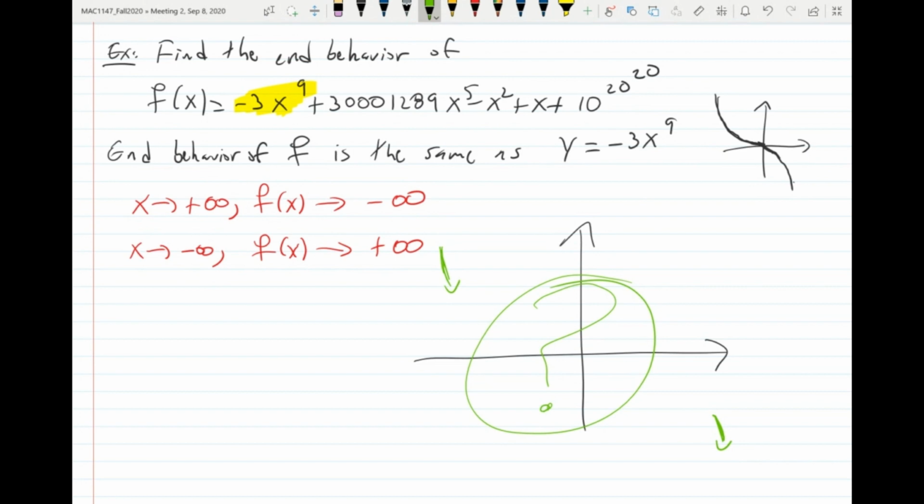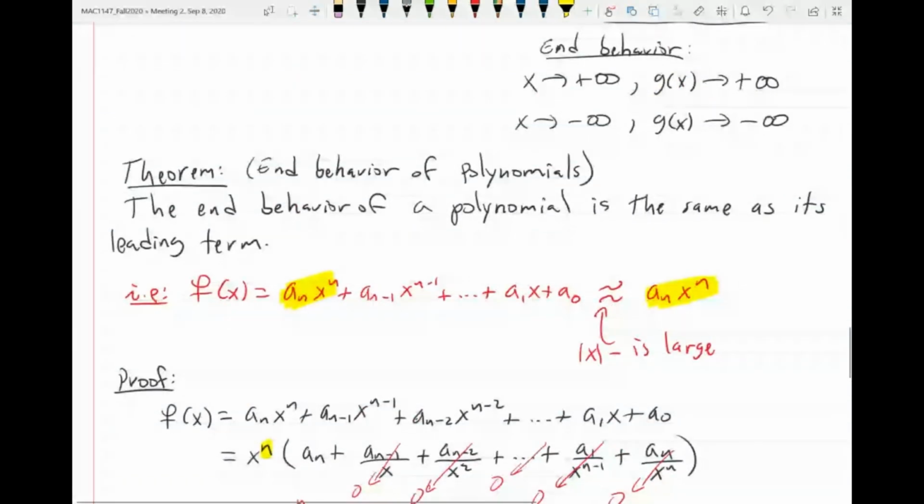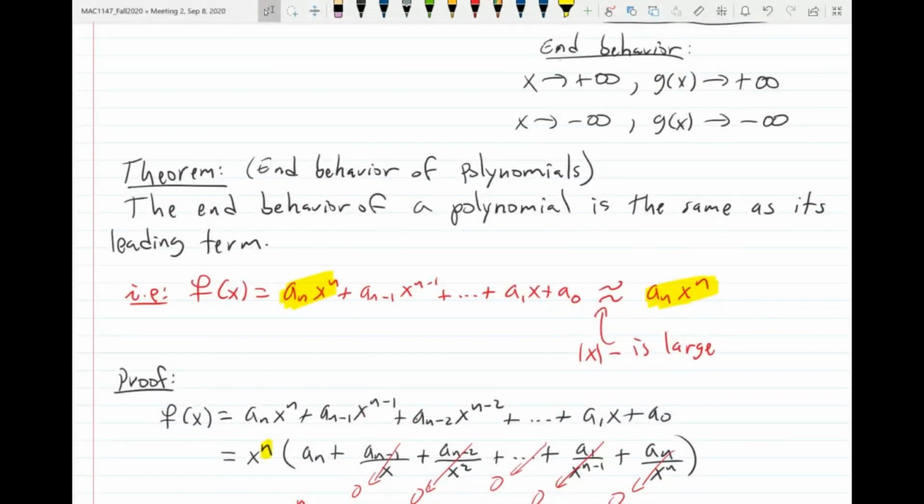Okay, so that's how we're going to be using this later on when we're sketching polynomials. We're going to find the end behavior, and the end behavior is just the leading term. Exactly. That's exactly what the theorem says. You read the statement. What is it saying? The end behavior of a polynomial is the same as its leading term. So the other guys, they don't matter. The lower degree terms do not play any role for the end behavior. They, of course, are important for the behavior of the function when x is small. But when x is big, the leading term is the one that tells you what's happening.